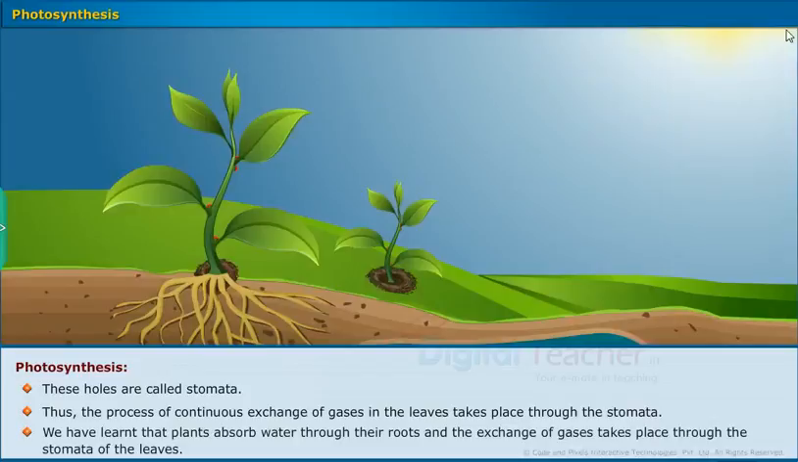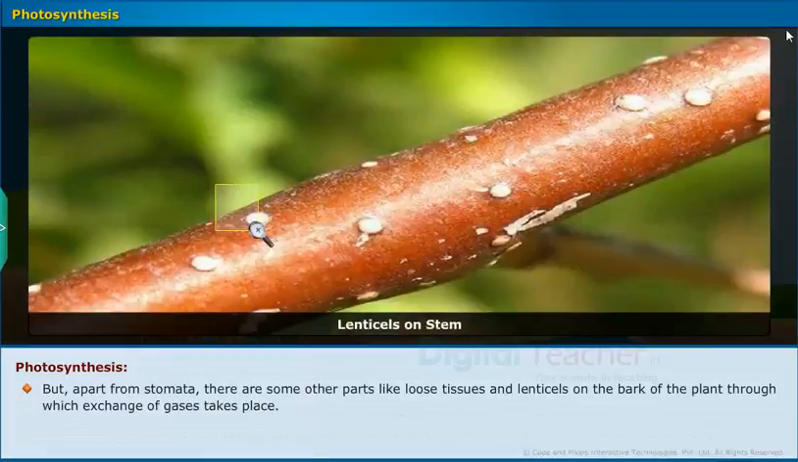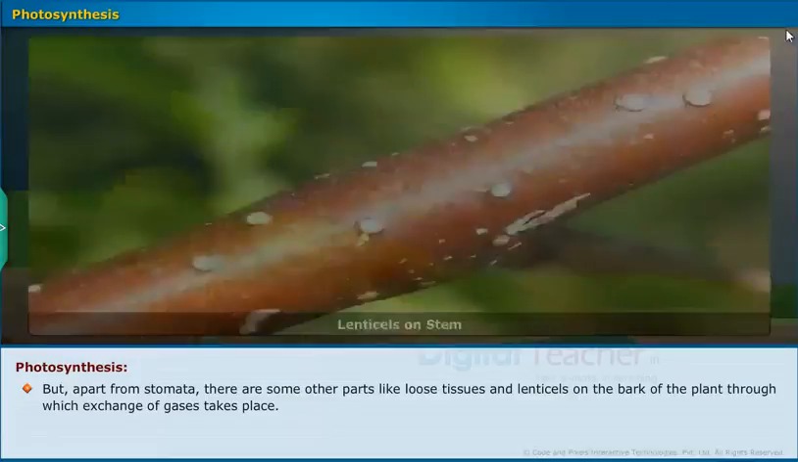We have learned that plants absorb water through their roots and the exchange of gases takes place through the stomata of the leaves. But apart from stomata, there are some other parts like loose tissues and lenticels on the bark of the plant through which exchange of gases takes place.